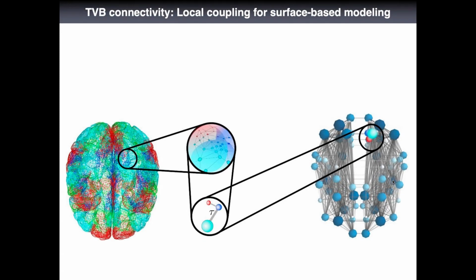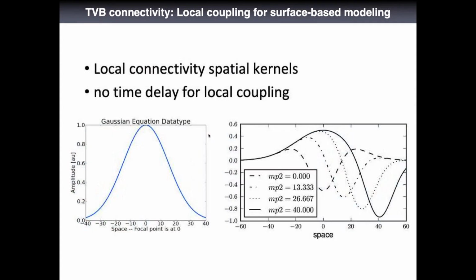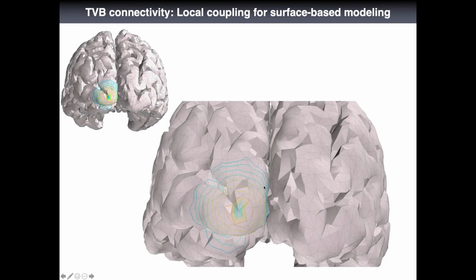Now, coming to local connectivity, remember that at the local level, we have the assumption of homogeneity. So first of all, this applies only when we do surface-based modeling. And local connectivity refers to connectivity that depends only on the distance between the nodes in this triangular mesh. And usually it is the geodesic distance, so the distance along the surface. For the local coupling, usually we define local connectivity spatial kernels. These are functions that only depend on distance, and there is no time delay.